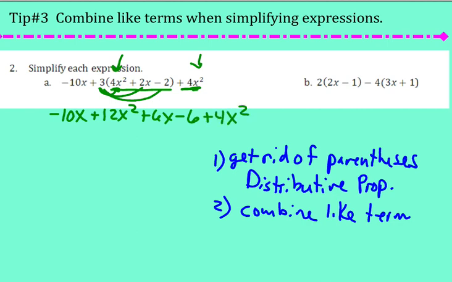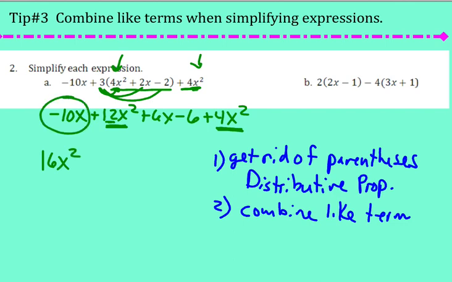So now we'll go ahead and just combine like terms. I usually start with the highest power, so I would work with the 12x squared and the 4x squared. They both have an x squared, so you add the numbers in front, which is called the coefficient. 12 plus 4 is 16x squared.